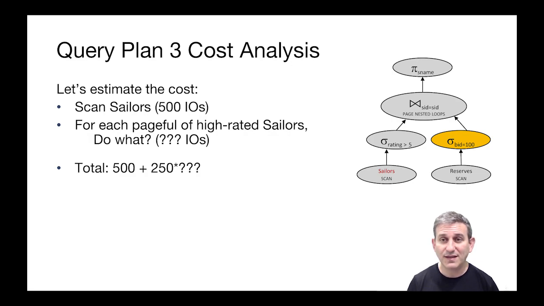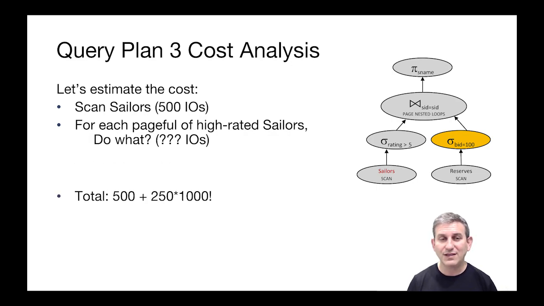That filtering happens on the fly, which means that for each scan of reserves, it will reduce tuples, but we're still doing the scan. So for every page full of high-rated sailors, we are still scanning reserves, although we're throwing away tuples as we scan. So the total number of IOs is actually 500 to scan sailors, and then 250 times scanning reserves and throwing away BID not equals 100 as we go. But we're still paying for that scan of reserves every pass.